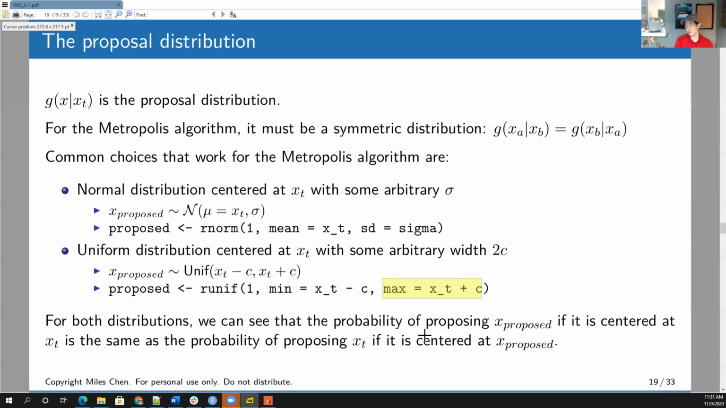And if you think about this, we can see that these are symmetric: the probability of proposing some value x proposed, if we're currently centered at xt, is the same probability if it's flipped around.